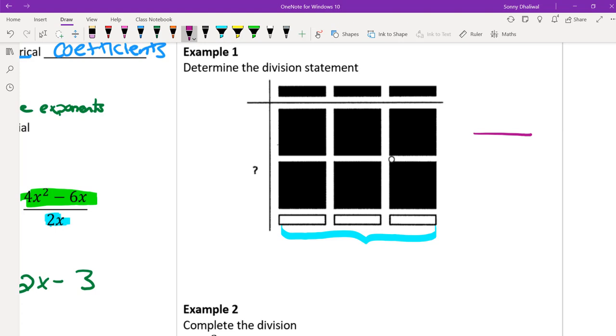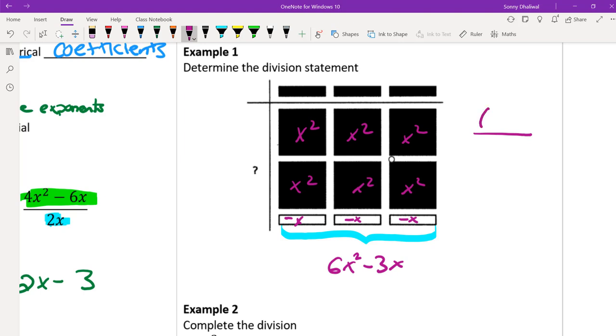Positive x squared, positive 1s, x squareds. And they're positive. And how many of these do we have? 6 of them. So this is 6x. What do those white rectangles stand for? Negatives. Negative 1, negative x squared, negative x, negative x. And how many of these do we have? 3. So our numerator, 6x squared, I forgot the square, minus 3x.